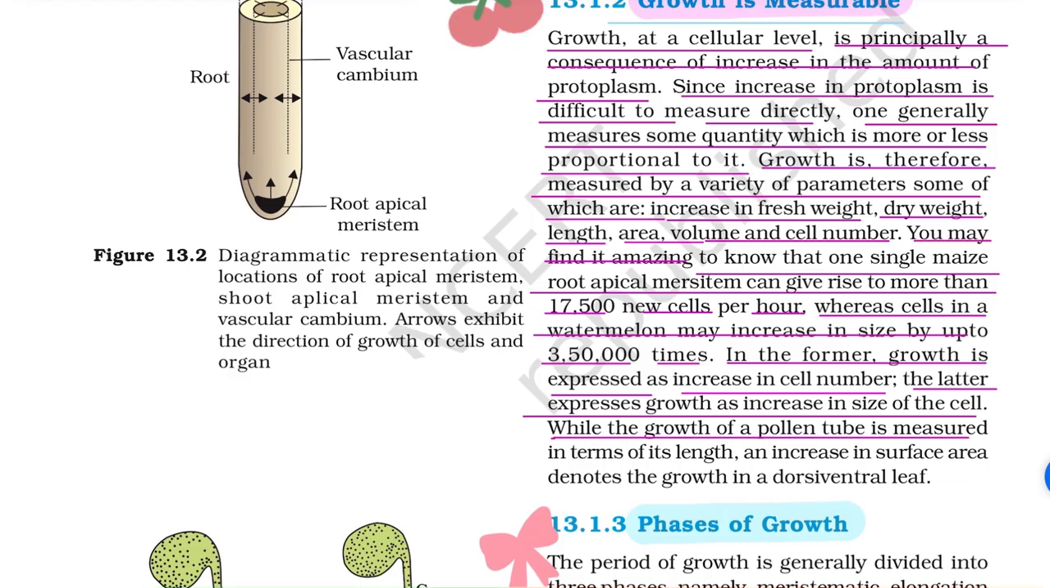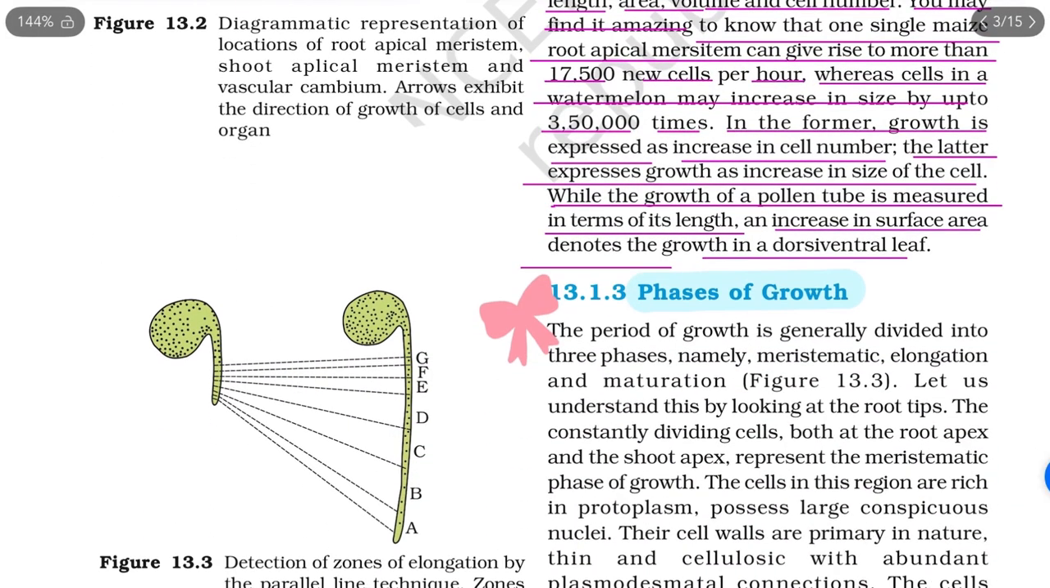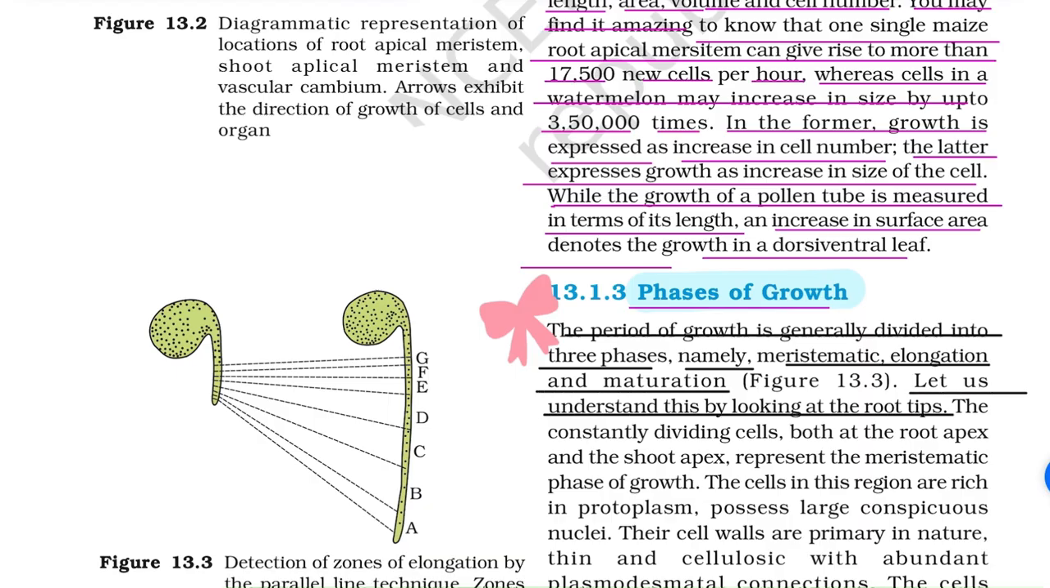While the growth of a pollen tube is measured in terms of its length, an increase in surface area denotes the growth in the dorsiventral leaf. Next is phases of growth. The period of growth is generally divided into three phases, namely meristematic, elongation, and maturation. Let us understand this by looking at the root tips.